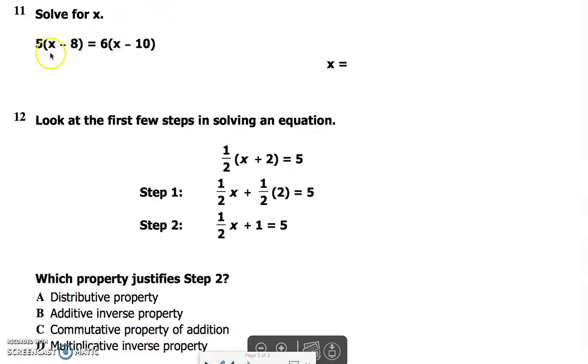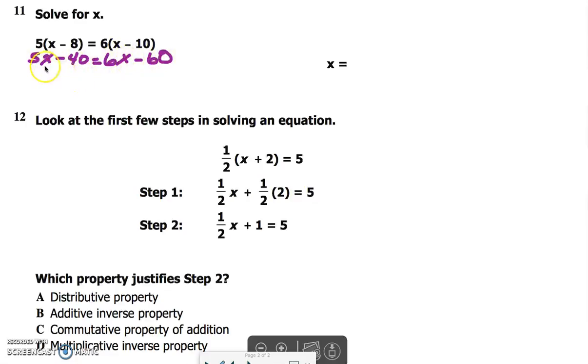Solve for x. 5 times the quantity x minus 8. Let's go ahead and distribute first. 5x minus 40 equals, distribute 6 times x gives me 6x, 6 times negative 10 gives me negative 60. No like terms, they're all unlike terms on the left and on the right.